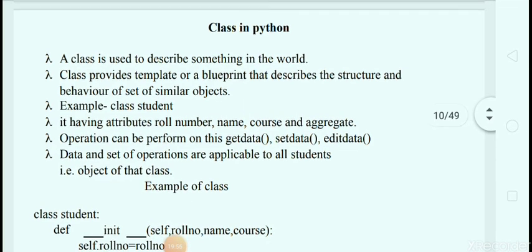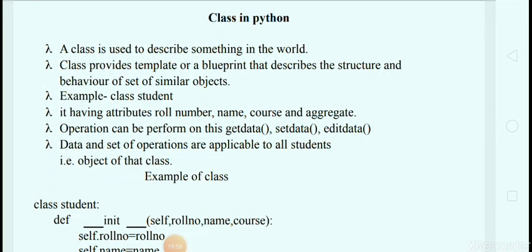A class is used to describe something in the world. Whenever we have to describe any kind of thing, we can use a class. A class provides a template or blueprint that describes the structure and behavior of a set of similar objects. When we declare a class, it provides a template, which is nothing but the structure, or a blueprint that describes the structure provided to the set of similar objects.